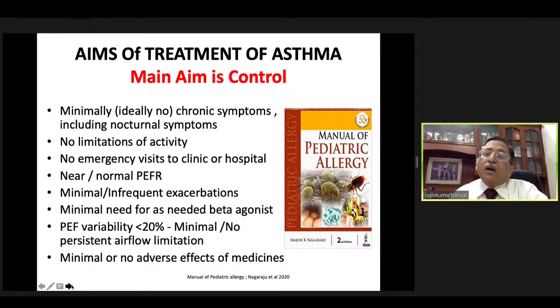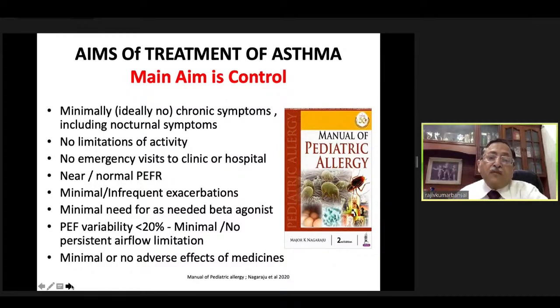I need to have minimal or ideally no chronic symptoms, including nocturnal symptoms. I must be sleeping well. At the same time, there should be no limitation of my activity. There should be no emergency visits. I should have a near normal or normal PEFR, infrequent or minimal exacerbations, and minimal need for as-needed beta agonist. And almost for sure, if you need more than one canister in a month, that is 12 canisters in a year, that means you are probably not well controlled.